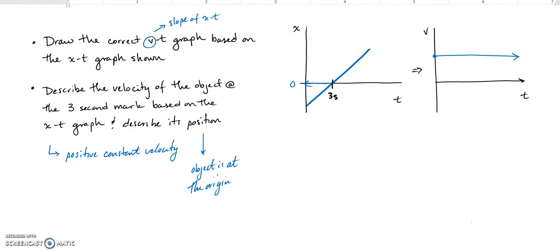So key things to remember: when asked to create a velocity time graph, or asked anything about velocity in general, all you care about is the slope of that line. And if you're asked anything about position, you read the graph directly. Those are the two keys to success. All right? Best of luck to you. Hope that helps.